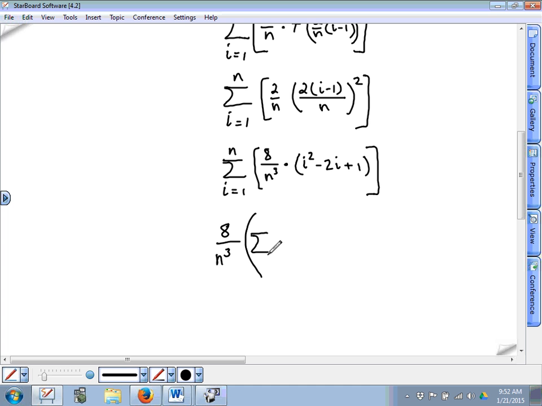Now I want you to write it like this. From i equals 1 to n of i squared minus 2, and then another summation. Do you see what I'm doing here? I know I'm writing kind of fast, but I took the 8 over n cubed out of the summation process, and now we're taking the sum of a polynomial. That means you can split this up into, in this case, 3 different sums. Whoa. But you can do that? Yep.